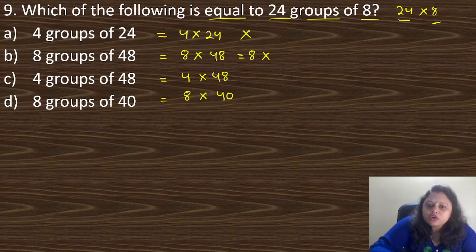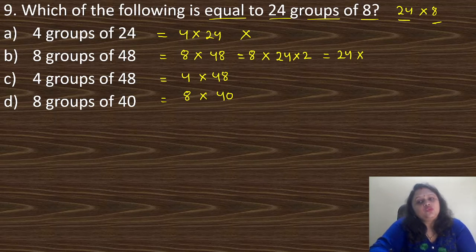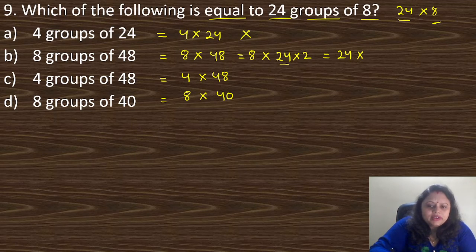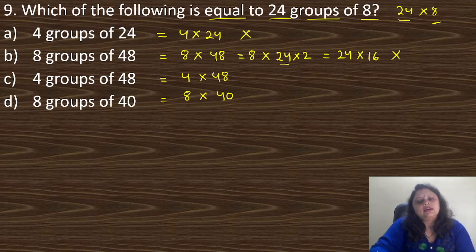Can we convert 48 in terms of 24? Yes, 48 is how much? 24 into 2 is equal to 48. So, if we have to find it in terms of 24, that is 24 into, apart from 24, what is present? 8 into 2, that is equal to 16. So we can write 8 into 48 equal to 24 into 16. Okay, try to understand it properly. 24 into 16, but we need 24 into 8. So this is not correct.